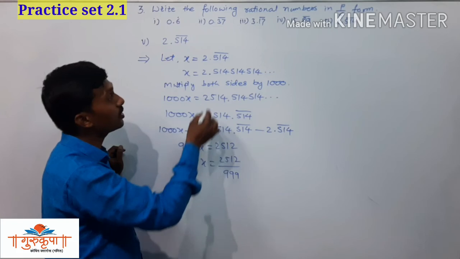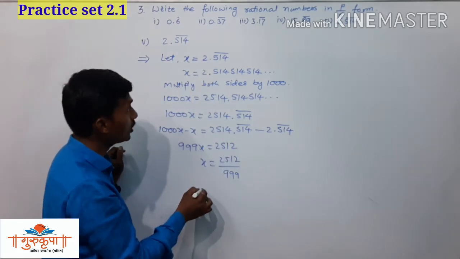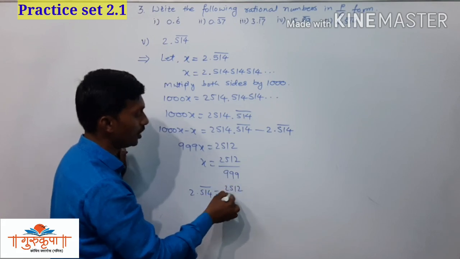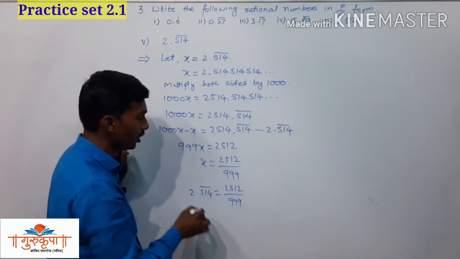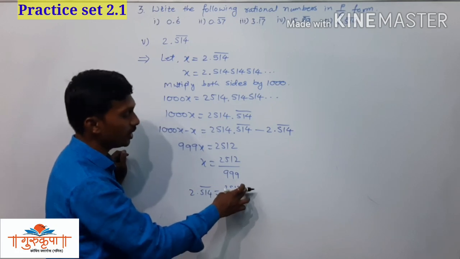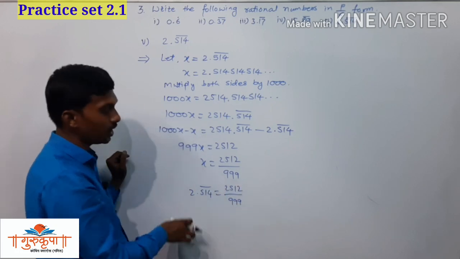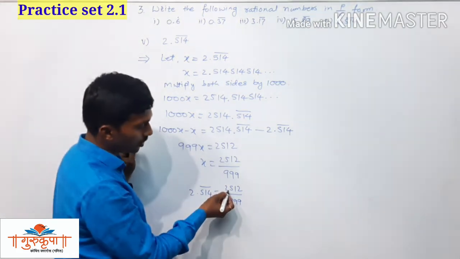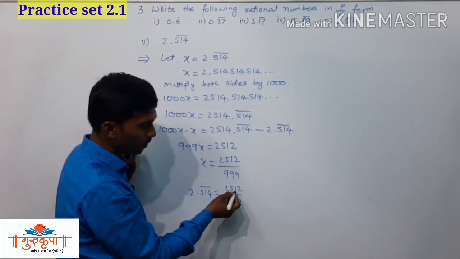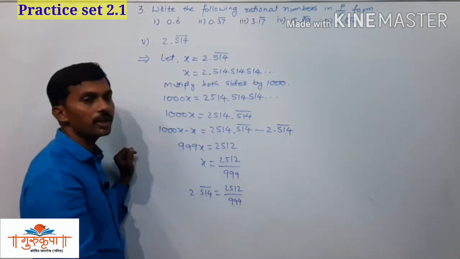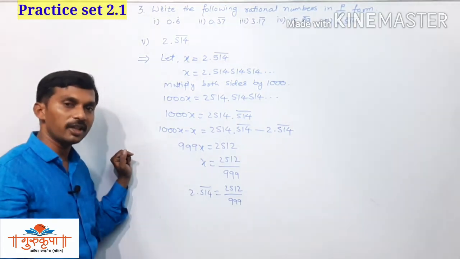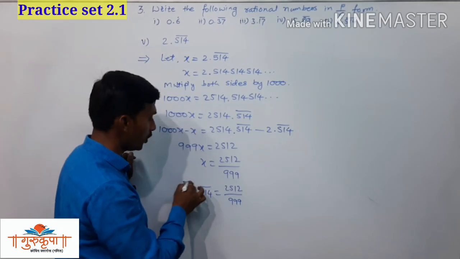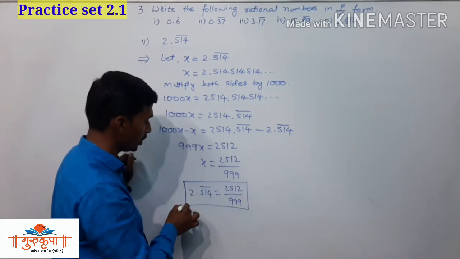Now here in place of x we put the value of x, that is 2 point recurring 514, which is equal to 2512 divided by 999. Once again check whether it is divisible by any number. Since 999 is divisible by 3 or 9, we check whether 2512 is divisible by 3 or 9. 2 plus 5 is 7, 7 plus 1 is 8, 8 plus 2 is 10, and 10 is not divisible by either 3 or 9.